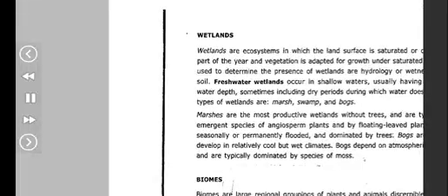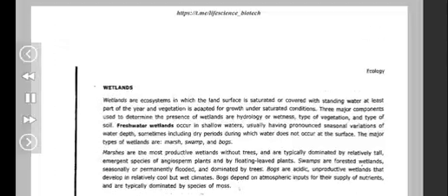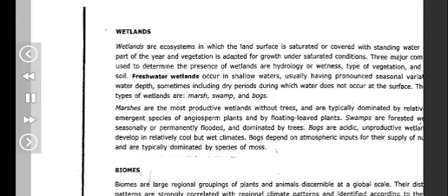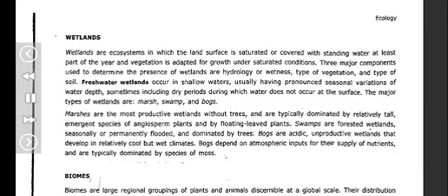Three major components used to determine the presence of wetlands are hydrology or wetness, type of vegetation, and type of soil. Freshwater wetlands occur in shallow waters, usually having pronounced seasonal variations of water depth, sometimes including dry periods during which water does not occur at the surface. The major types of wetlands are marsh, swamp, and bogs.